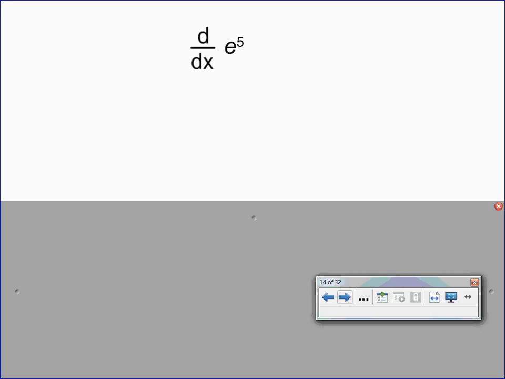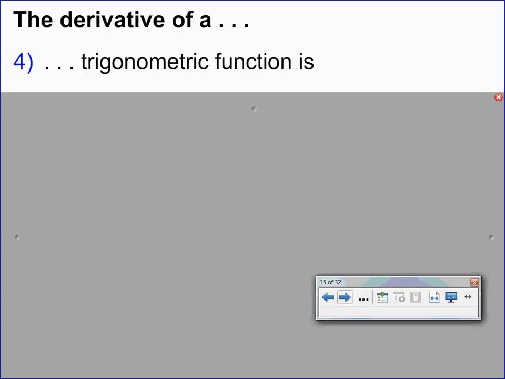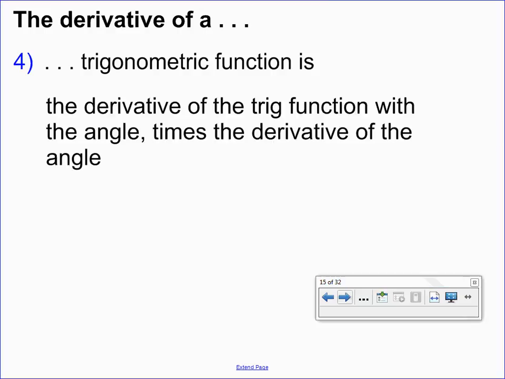Number 11? Skip. Number 2? 0. Yeah, you're correct. Plus 10. The derivative of a trigonometric function in words is number 4. The derivative of the trig function with the angle times the derivative of the angle. Nice job. Plus 10. Very nice.